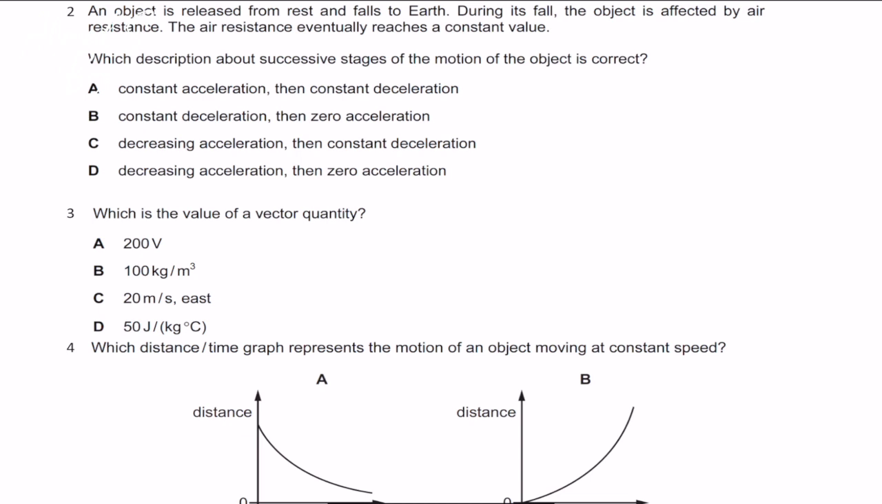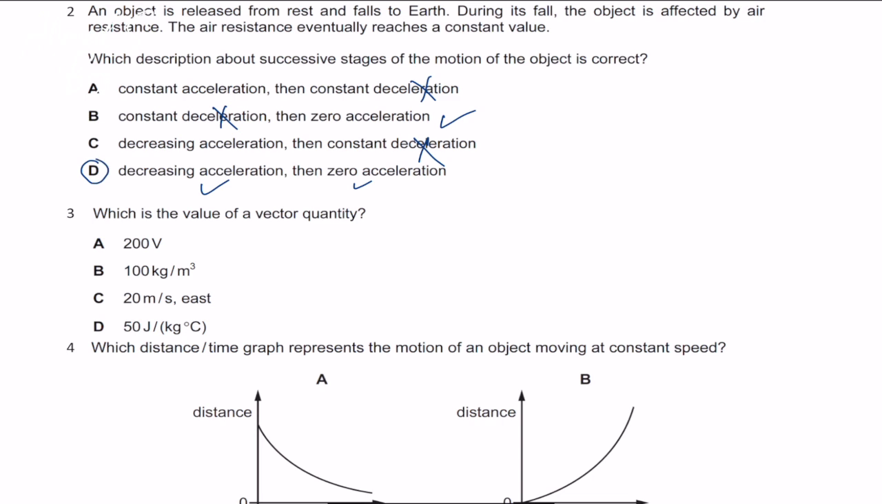Constant acceleration, then constant deceleration. There is no deceleration at all. Constant acceleration, then zero acceleration. I agree with that initially. Decreasing acceleration, then constant deceleration. There is no deceleration here. Decreasing acceleration, I agree with that. Then zero acceleration, I agree with that also. But constant deceleration here is not right. So I'm going to choose D.